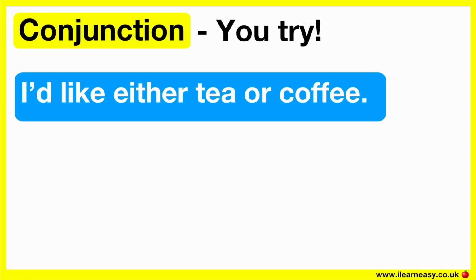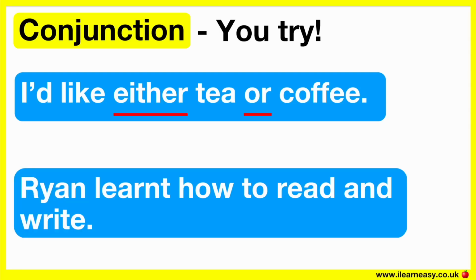I'd like either tea or coffee. The conjunctions in this sentence are either or. These are examples of correlative conjunctions. Ryan learnt how to read and write. The conjunction in this sentence is and. It's a coordinating conjunction.